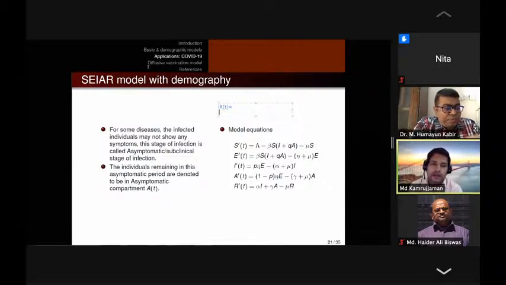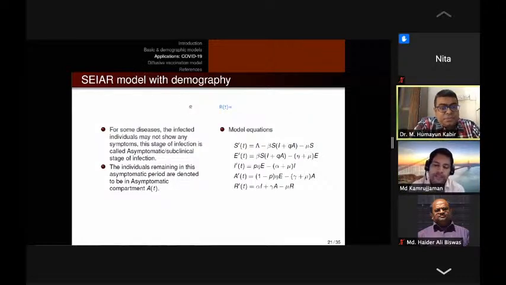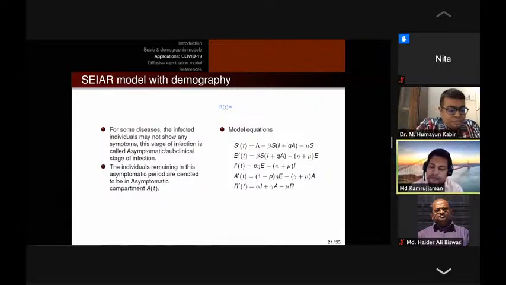Mean infection time. For mean infection time, I can simply explain that it depends on the human host, on your immune system.